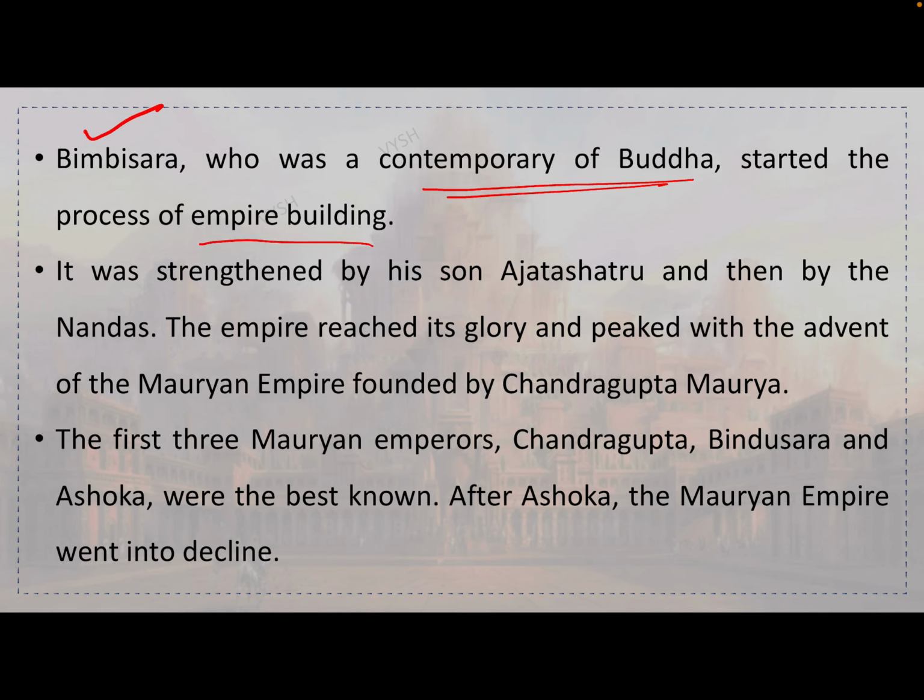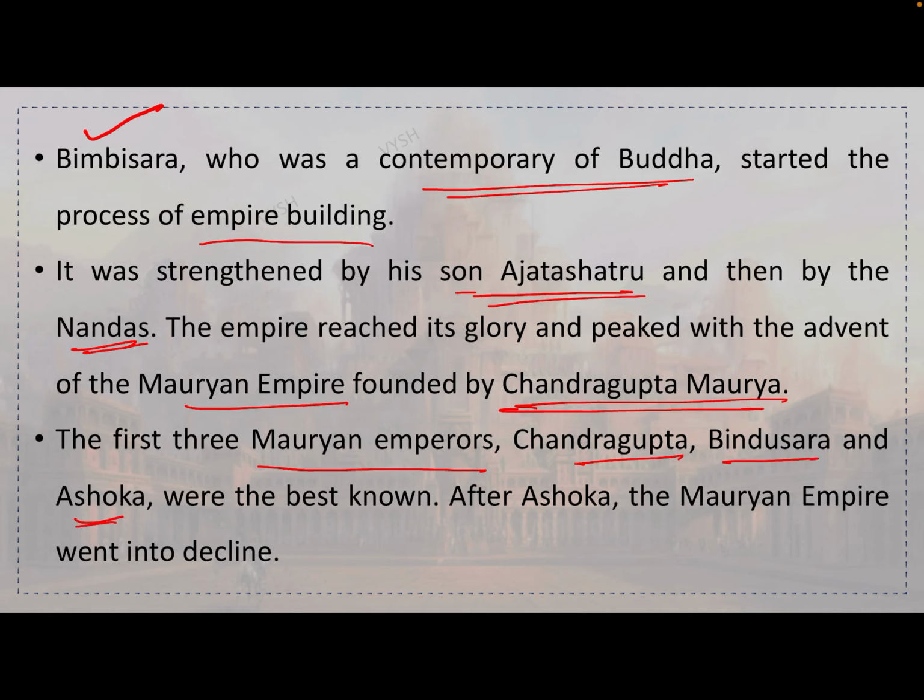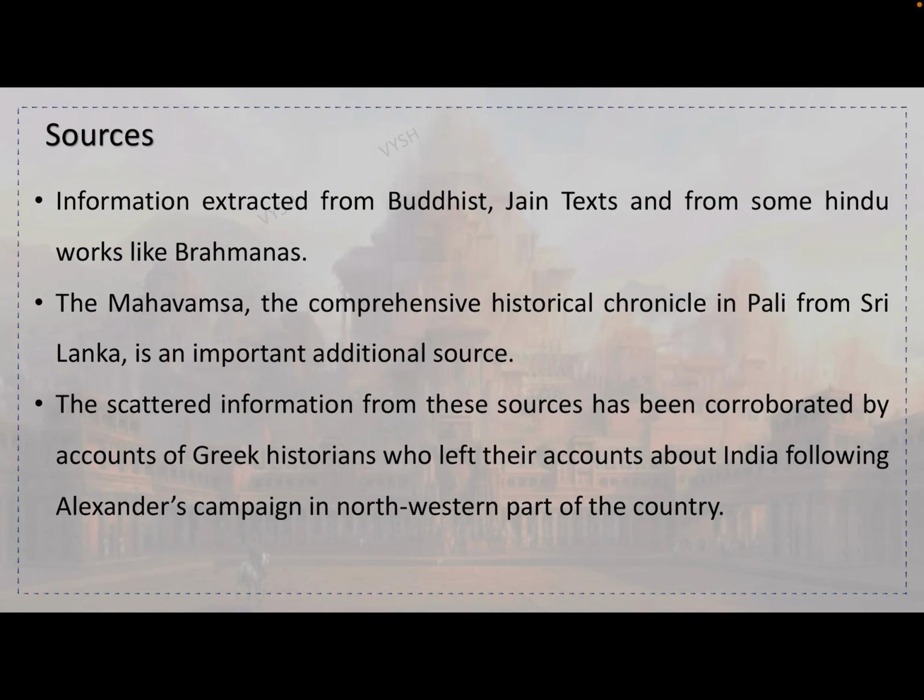It was strengthened by his own son Ajatasattu and then by the Nandas. The empire reached its glory and peak with the advent of the Mauryan Empire founded by Chandragupta Maurya. The first three Mauryan emperors, Chandragupta, Bindusara and Ashoka, were the best known. After Ashoka, the Mauryan Empire went into decline. Here Bimbisara is there, and here Bindusara is there. They are both different people, so don't get confused.